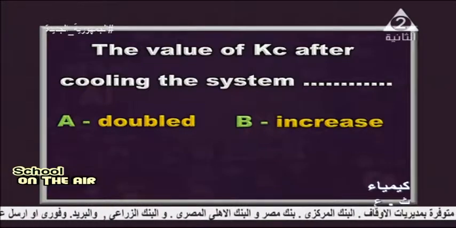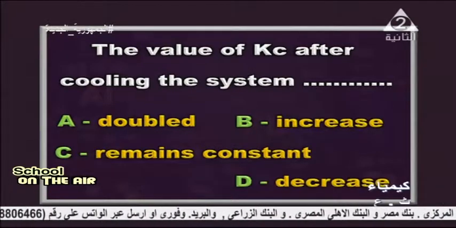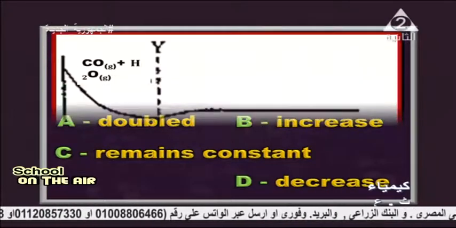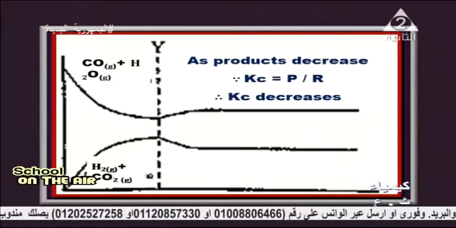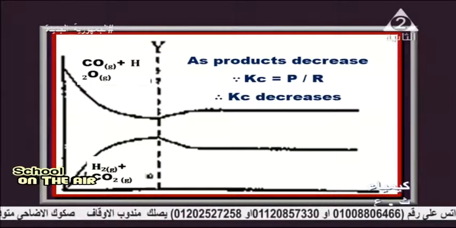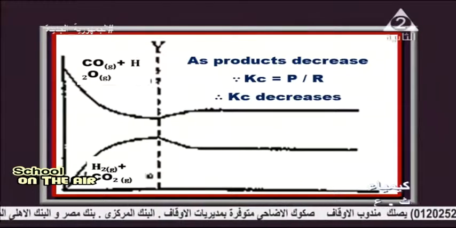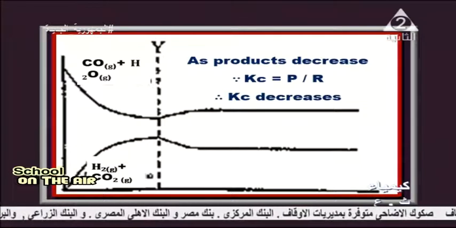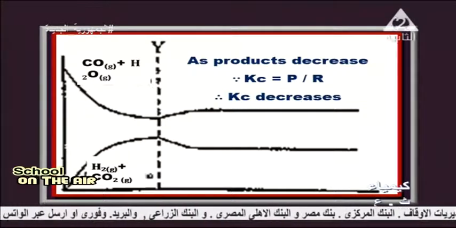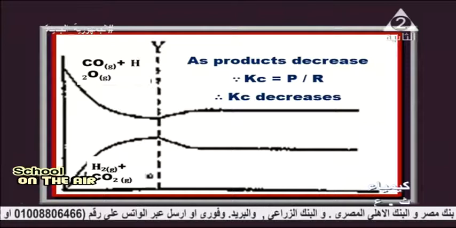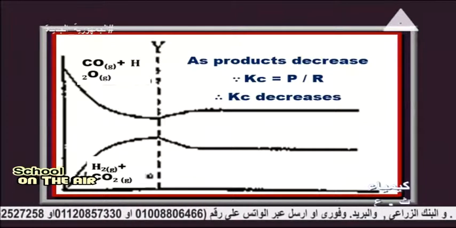The value of Kc after cooling the system, is it doubled, increase, remains constant, or decrease? If you look at the graph, we find that as the product decrease and the reactant increase, and we know that Kc equal concentration of product over concentration of reactant, so Kc decrease.